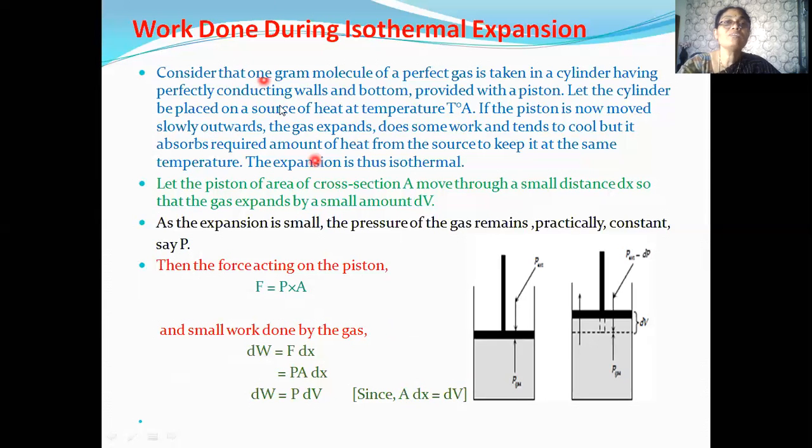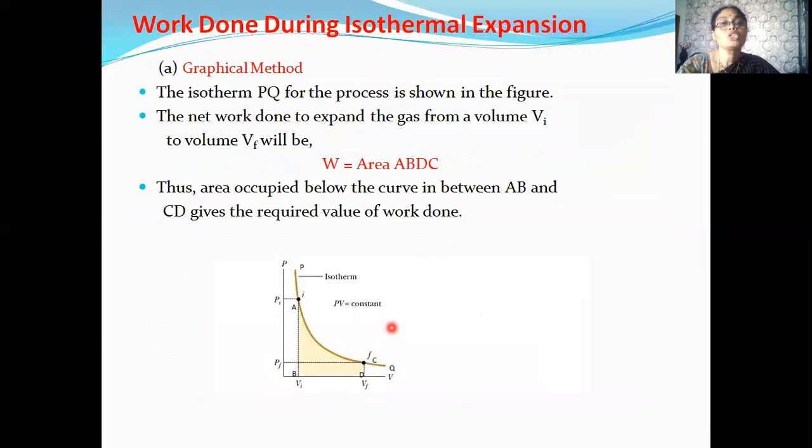Now, this work done can be calculated by two different methods. One is the graphical method and another is the analytical method. Now let's see both the methods. So, coming to the graphical method of calculating the work done during isothermal expansion.